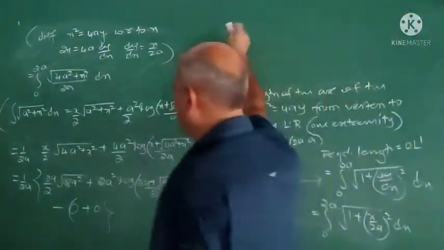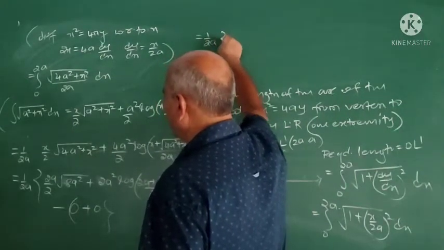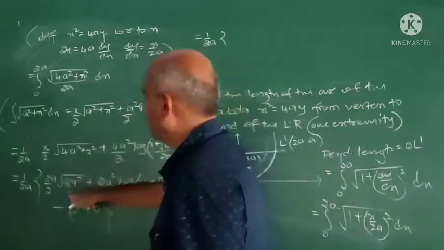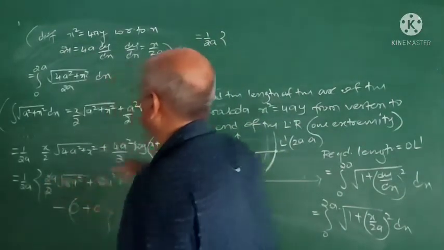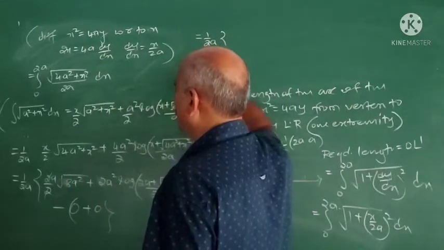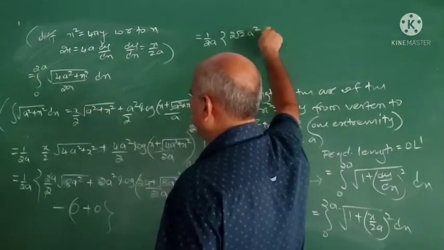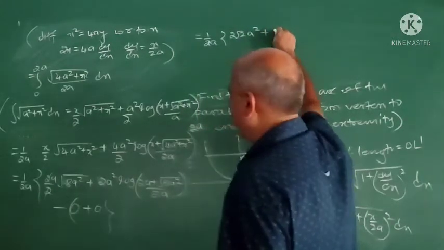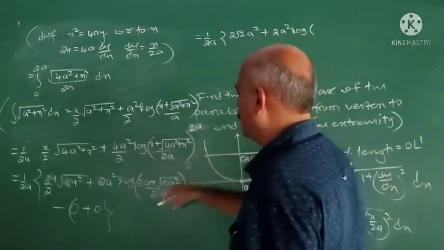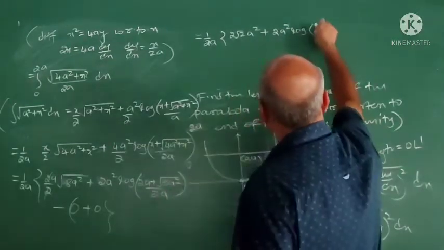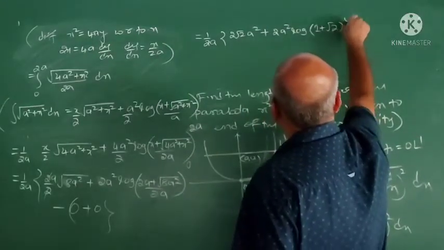Therefore, 1 upon 2a into what is root 8a square, 2 root a, these two cancel here. 2 root a, 2 root 2a square plus 2a square log of 2a cancels, 1 plus it is 2 root 2a root 2.